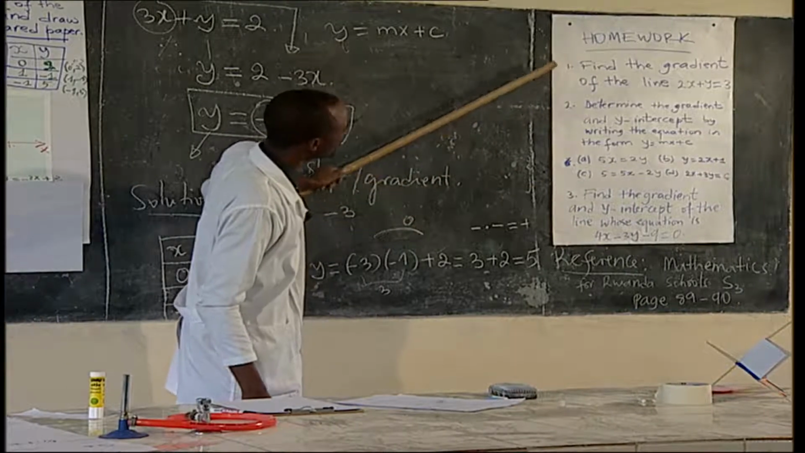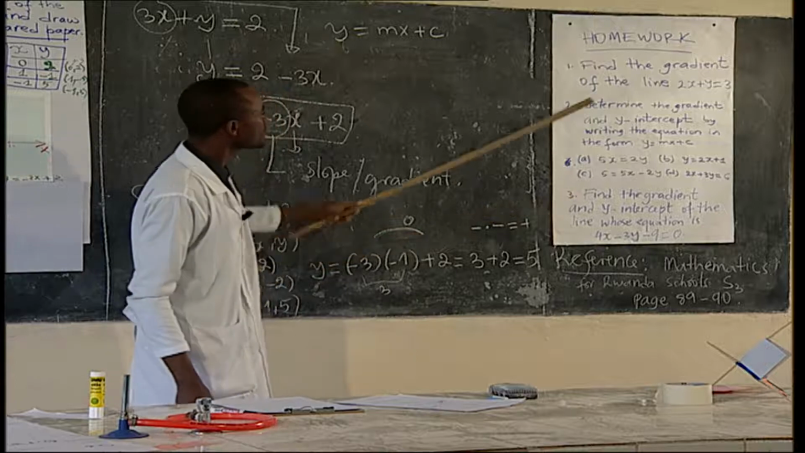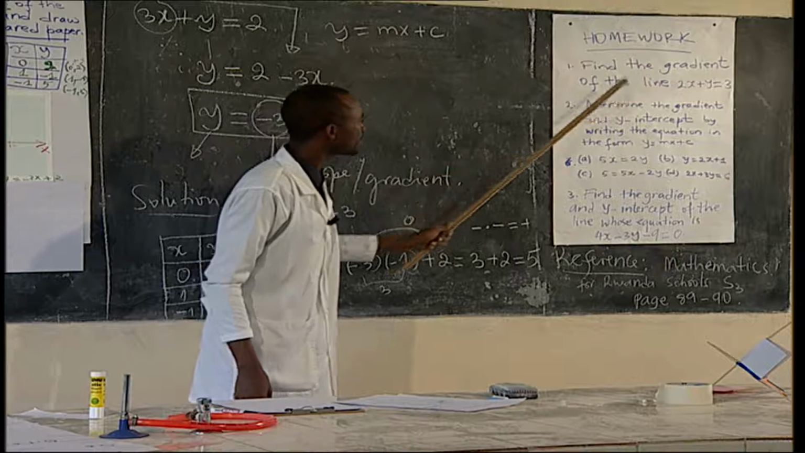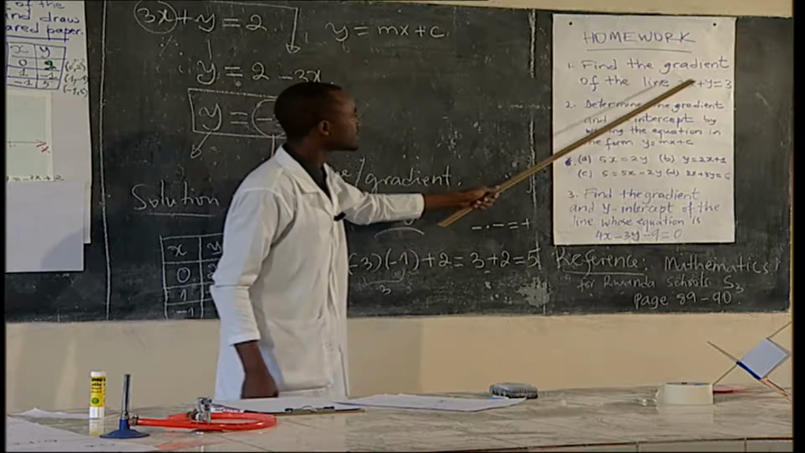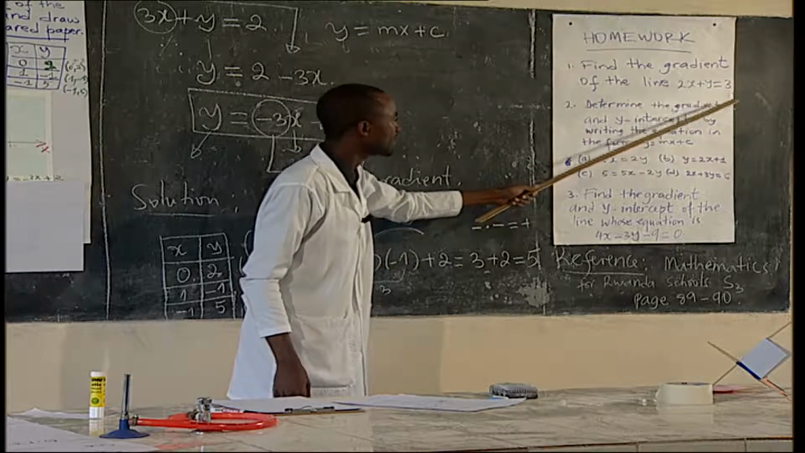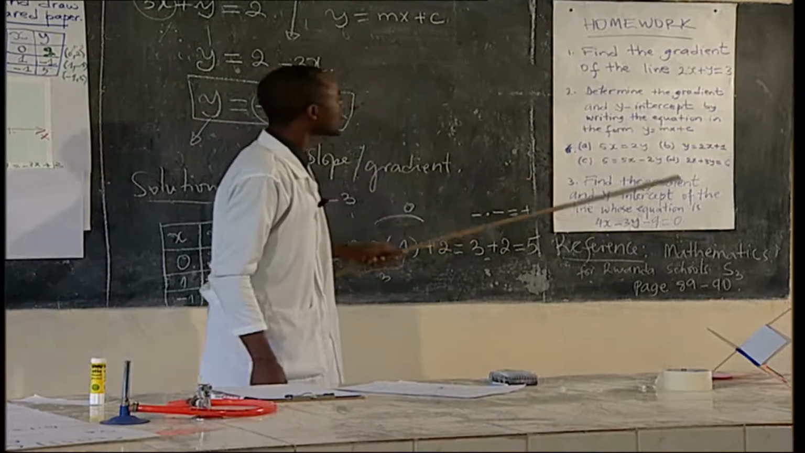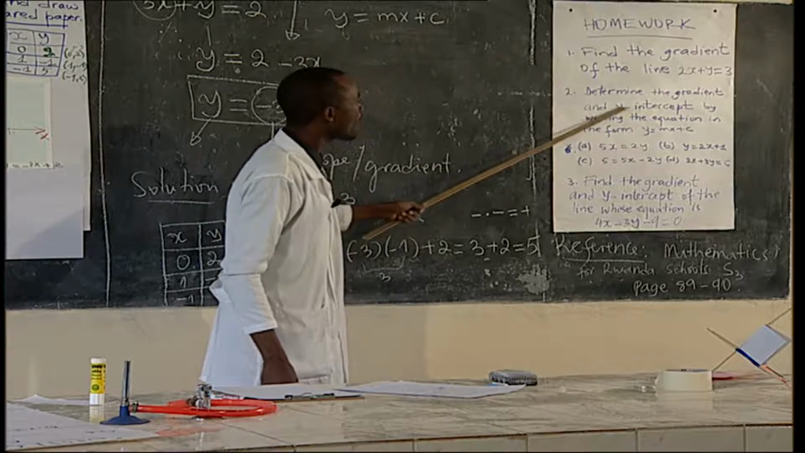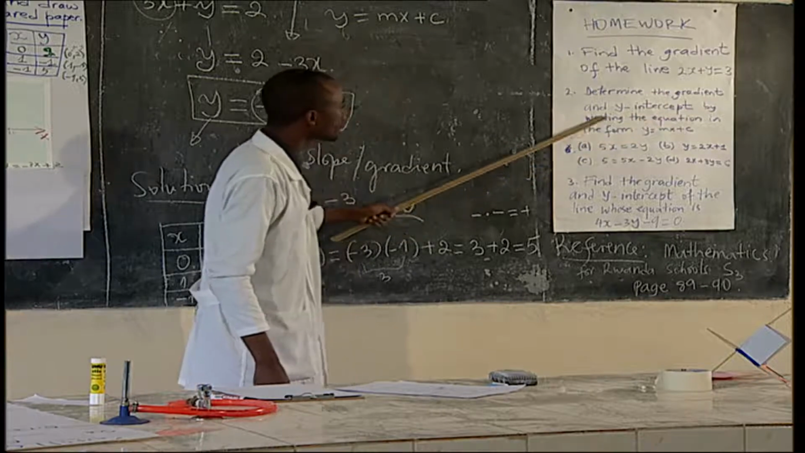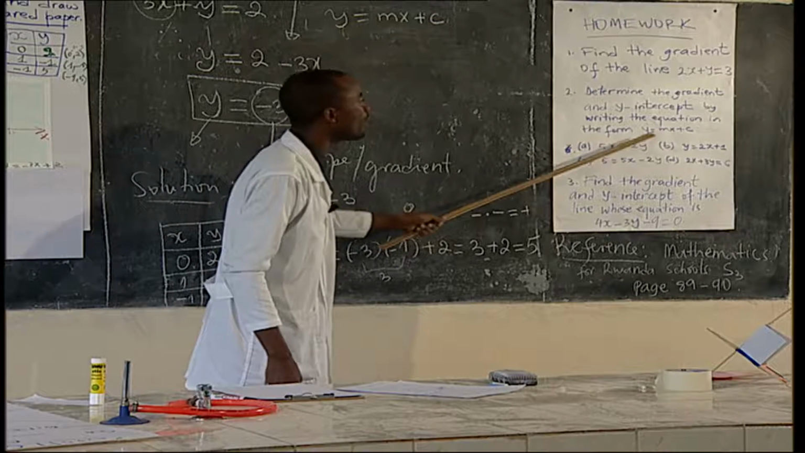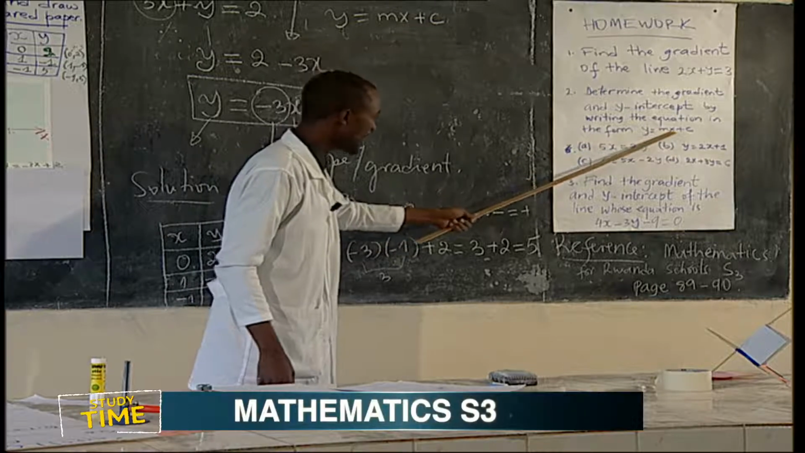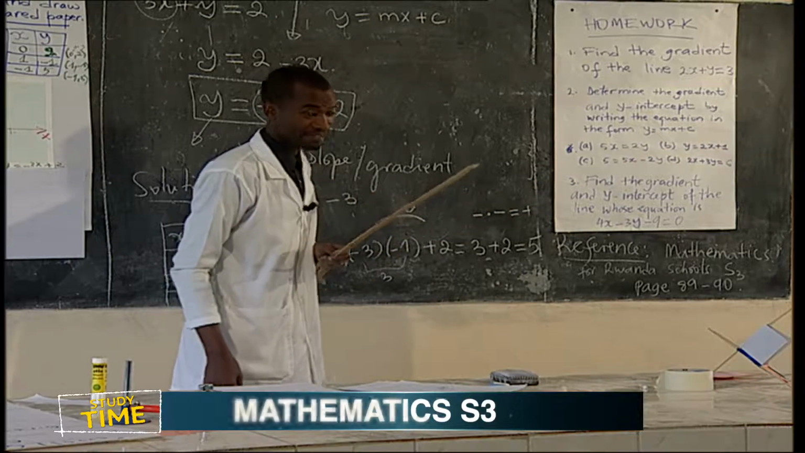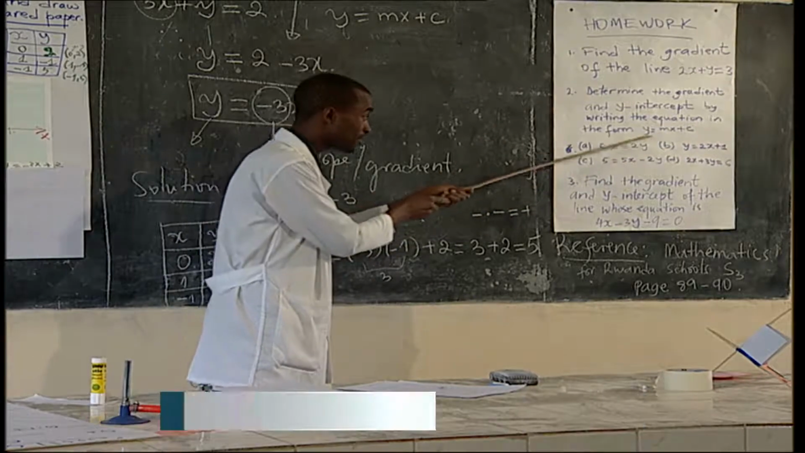I have prepared for you 3 questions. This is question number 1. It says, find the gradient of the line 2x plus y equals 3. Number 2, determine the gradient and the y-intercept by writing the equation in the form y equals mx plus c. I hope you remember this. This is the general form of a linear function.